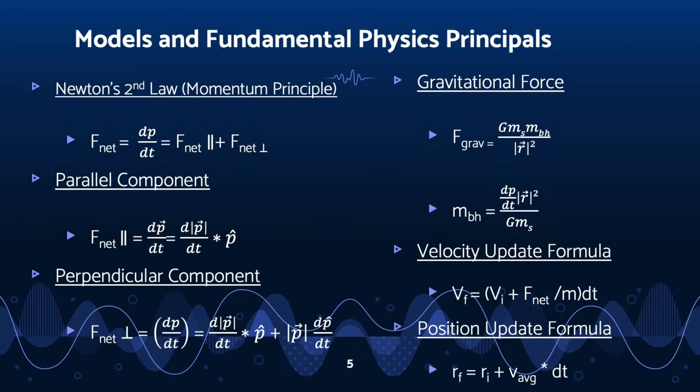For models and fundamental physics principles, we have Newton's second law, or the momentum principle, which is F net equal to dp over dt, or F net parallel plus F net perpendicular. And as you'll see here, this is the parallel component, then we have the perpendicular component and the gravitational force and how to achieve the mass of the black hole. And then in part 2, in my code, you'll see that I incorporate the velocity and position update formulas, which are written below.